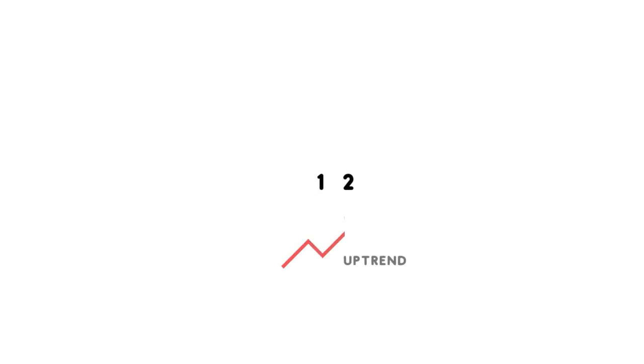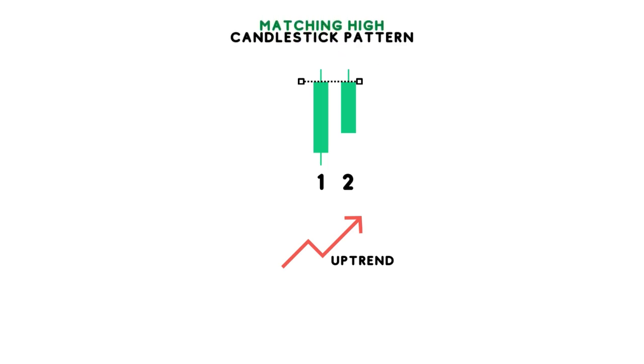Okay, so there's two candles in this pattern and it will happen during an uptrend. The first will be a bullish candle and the second will gap down but will also be a bullish candle. However, this second candle will not be able to close above the close of the first candle, but instead will close at the exact same price. This is the matching high candlestick pattern.